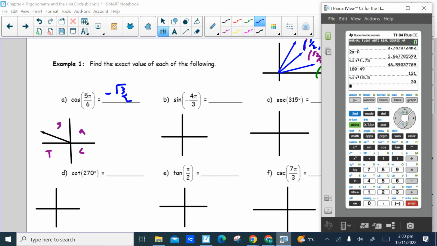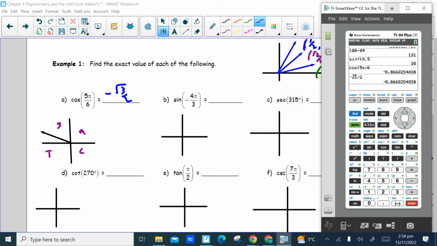And you can check it on your calculator. We have to be in radian mode. If you take the cosine of 5 pi on 6, you can put it in there just like it's written. Cosine of 5 pi on 6, it gives you that decimal. Well, if you go negative root 3 divided by 2, you get exactly the same decimal. That just shows that the answer that we wrote down as an exact value is the correct answer. The calculator gives it to us as a decimal, an irrational number.